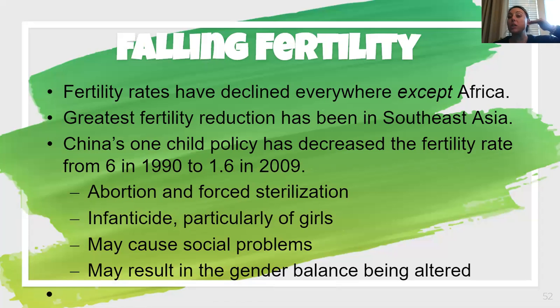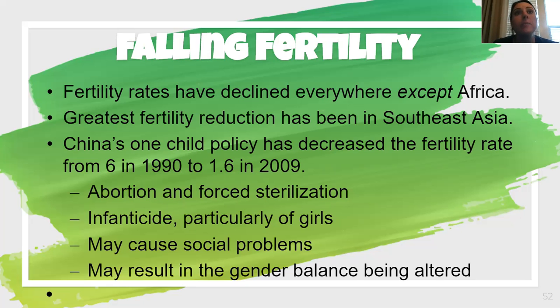We haven't talked about what number we want to stay steady at, but let's just say we want to stop increasing. There are too many people, we don't have enough resources, we just want to go steady. So that's what we're talking about. So how do you get that fertility rate to decline? Fertility rates have declined everywhere except for Africa. The greatest fertility reduction has been in Southeast Asia.